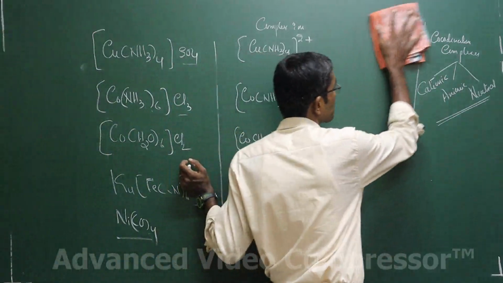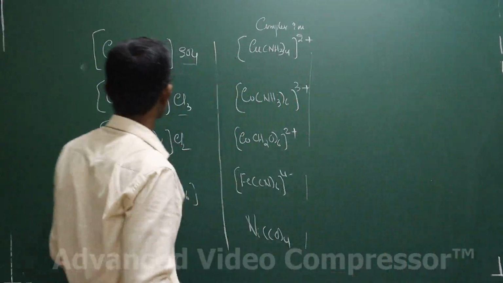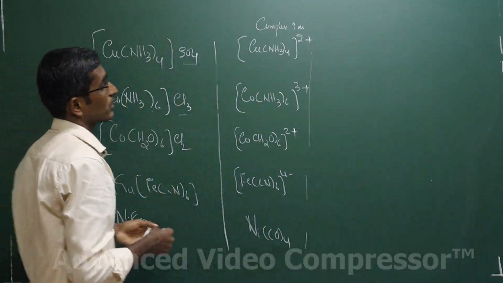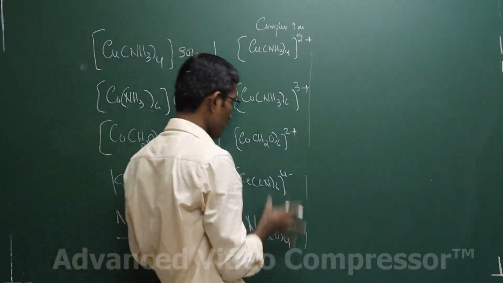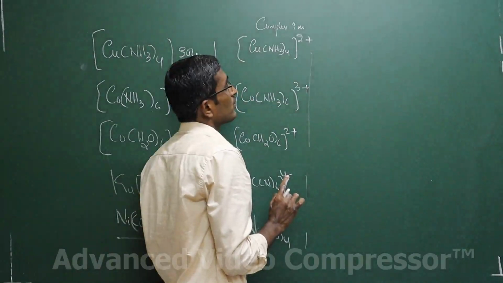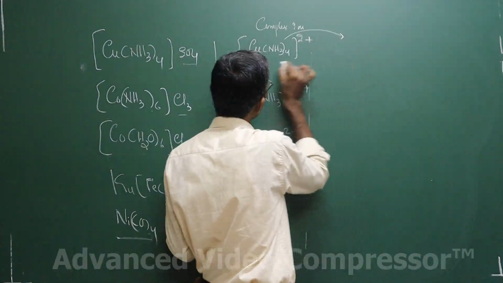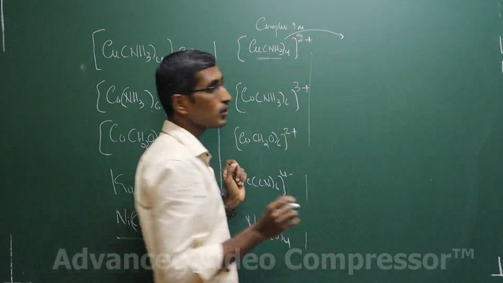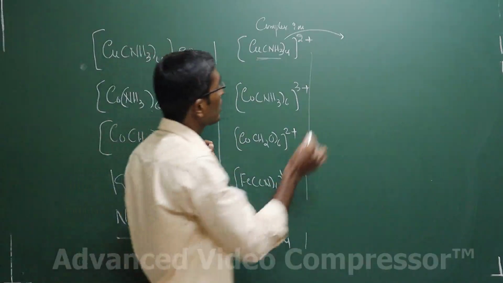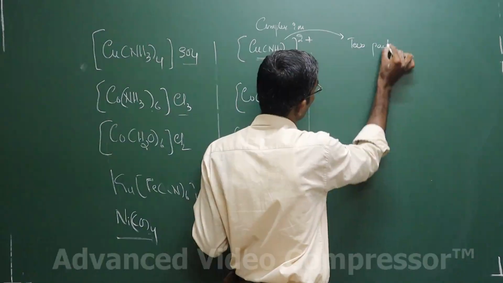I'll just rub this portion. The complex ions of this: the copper complex, cobalt complex, iron complex, and nickel complex. We'll just take a look at the complex ion or complex as such, right? See, in the complex ion, students, there are two parts again. Any complex ion, or the coordination complex for that matter, has two parts.